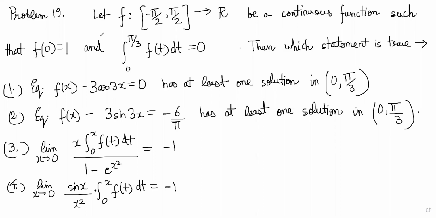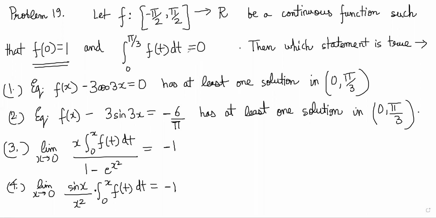In this problem, we are going to look at a calculus question. The question states that there is a function f defined from minus pi by 2 to pi by 2, that is the domain, to R, the set of real numbers. And the function f is a continuous function such that f of 0 is 1, and also the integral of f of t from 0 to pi by 3 is equal to 0, right? And then we have to select which of the options are correct.